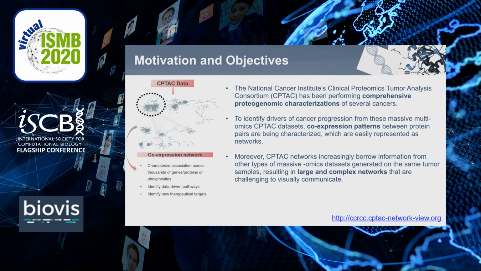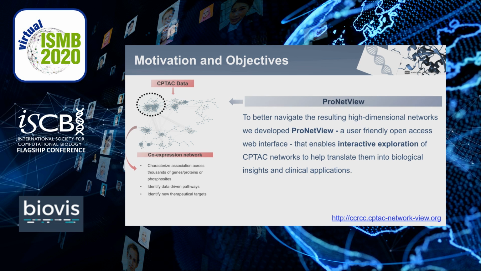The National Cancer Institute's Clinical Proteomic Tumor Analysis Consortium, CPTAC, has been performing comprehensive proteogenomic characterizations of several types of cancers. To identify drivers of cancer progression from these massive multi-omic CPTAC datasets, co-expression patterns between protein pairs are being characterized, which can easily be represented as networks. Furthermore, these CPTAC networks increasingly borrow information from other types of datasets generated on the same tumor samples, which results in large and complex networks that are challenging to communicate visually.